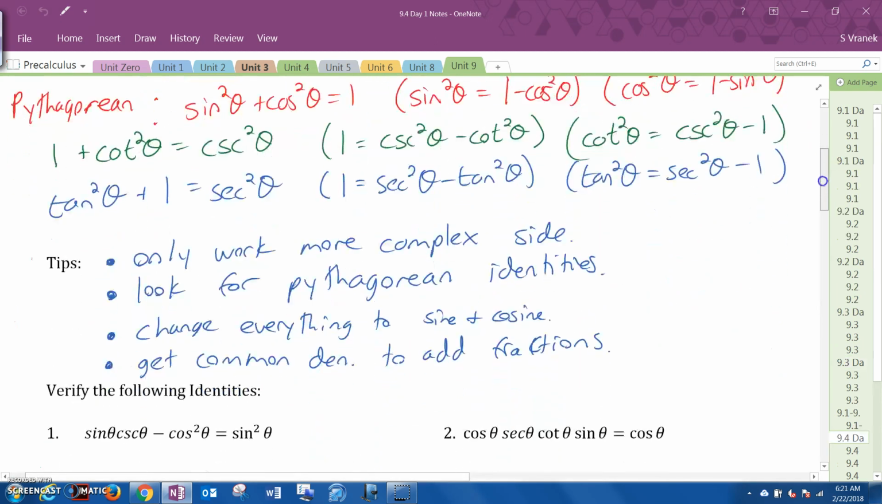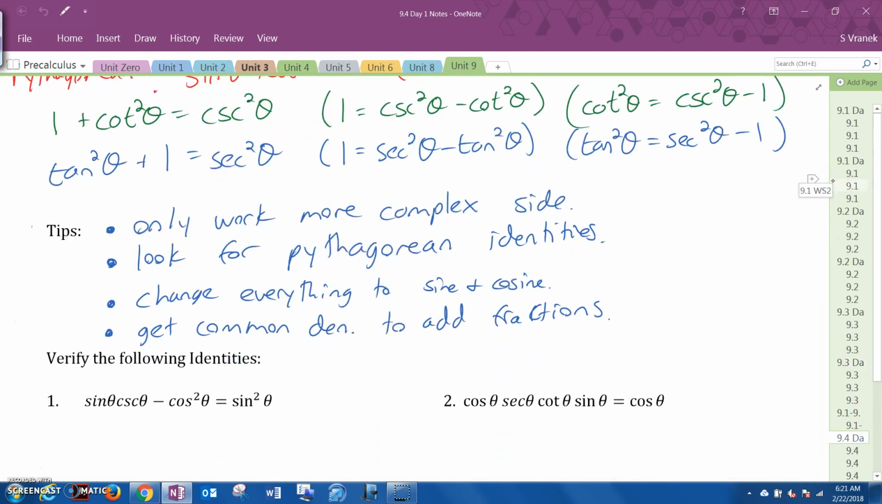So some tips before we begin, and again you might want to pause here before we go on. Only work the more complex side because it's easier to simplify something down than expand. You guys are more used to doing that. Look for your Pythagorean identities, look for substitutions for them. If you're stuck, sometimes it's easier to change everything to sine and cosine. Also, you want to get common denominators so you can add fractions together.